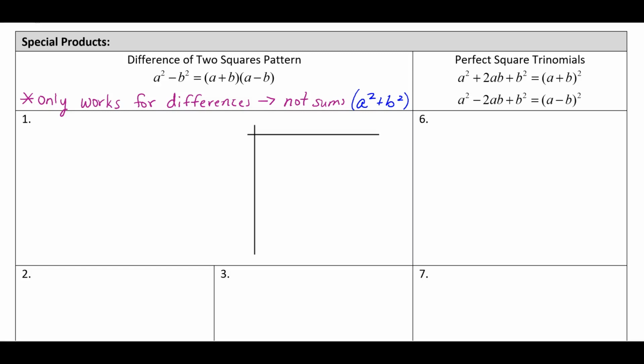This is the back page of 11.7 Notes, Day 2. So we're going to look at some special products today. The first one we're going to look at is a difference of two squares pattern.